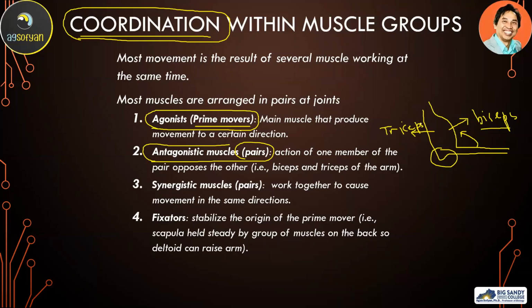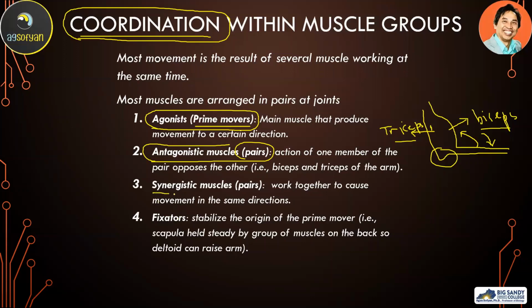If you contract the triceps, what happens? Your elbow will be extended. So this is extension. And when the triceps contract, then the biceps should be relaxed. So again, this is an example of antagonistic muscles.